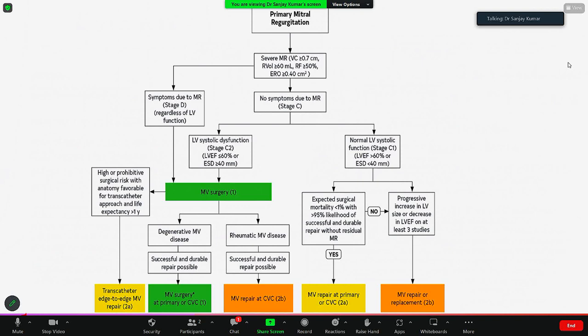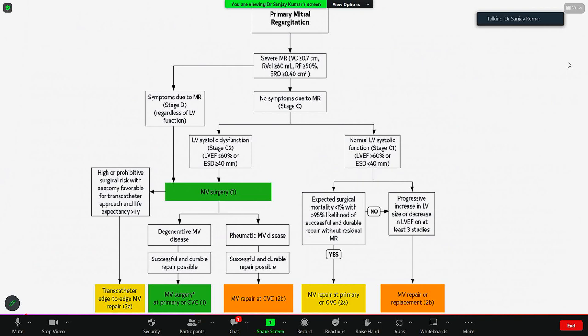When we are talking about a comprehensive valve center, this is a situation with a heart team approach. You have a surgeon and a cardiologist who have done the detailed assessment using echocardiography. They all form the team and make the best decision for these kinds of patients.